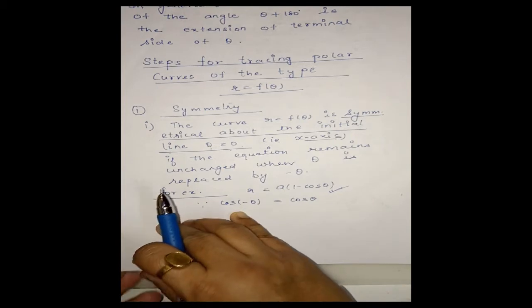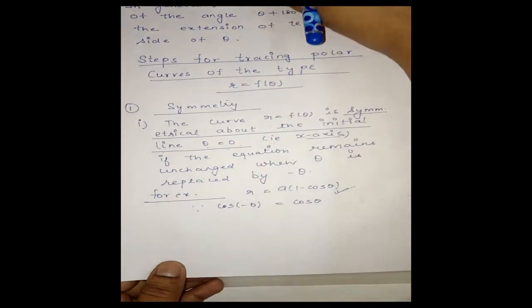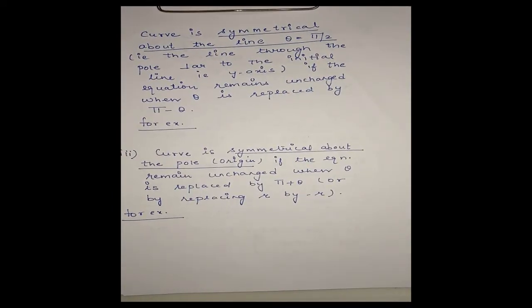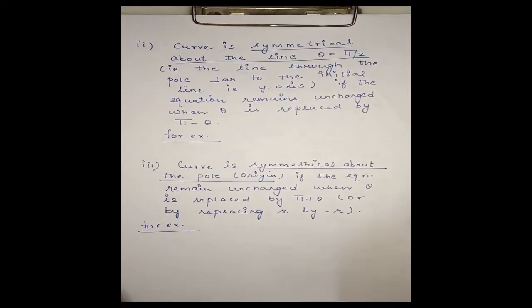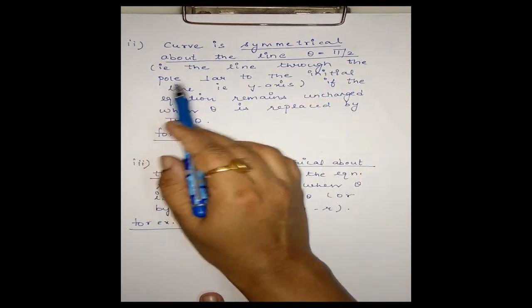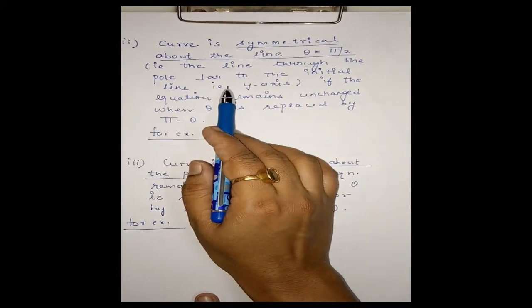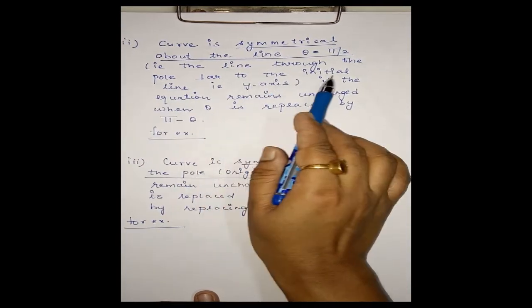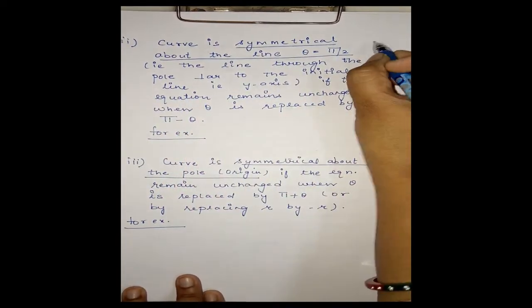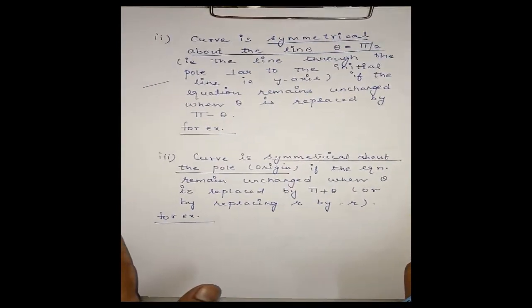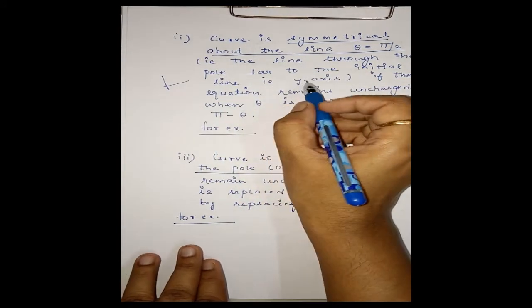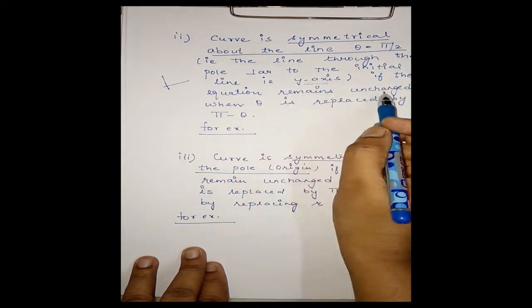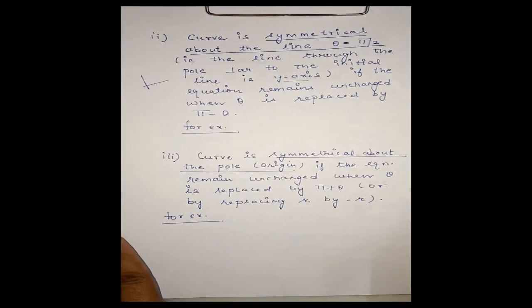Okay. Second symmetry is curve is symmetrical about the line theta is equal to pi by 2. That is the line perpendicular to the pole, through the pole perpendicular to the initial line. Line through the pole perpendicular to initial line. That is y axis. This is my theta is equal to 0 line. Theta is equal to 0. And this is the line perpendicular to the initial line. That is y axis. If the equation remains unchanged when theta is replaced by pi minus theta.